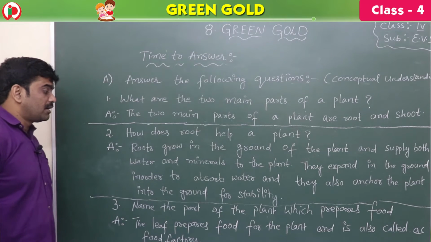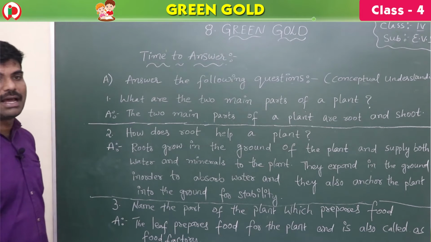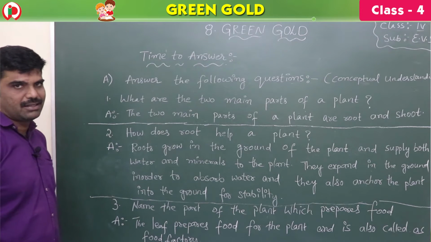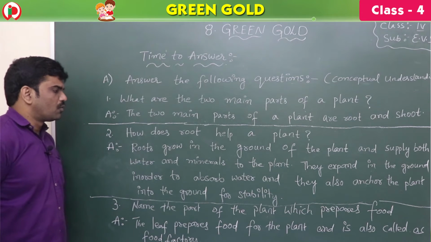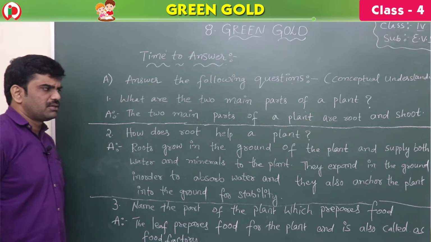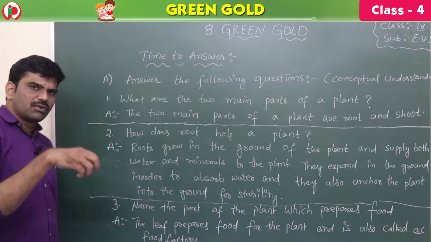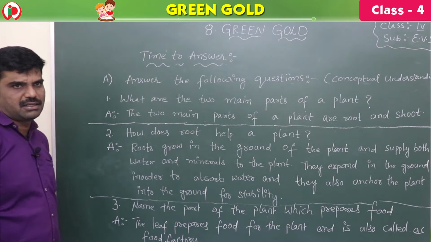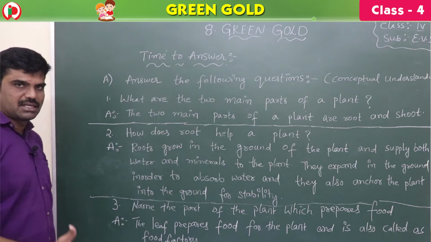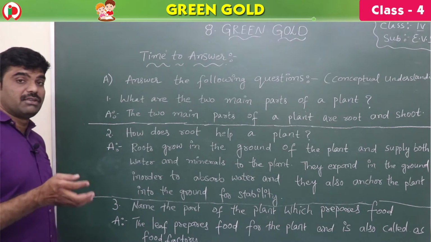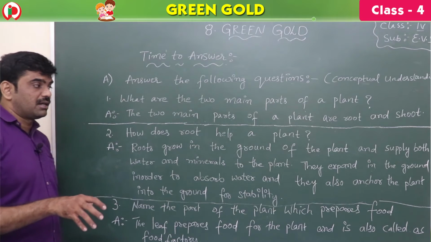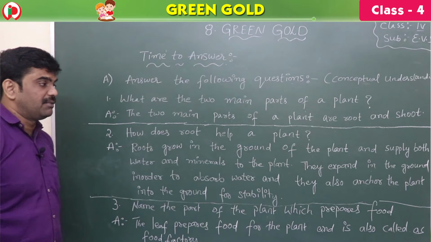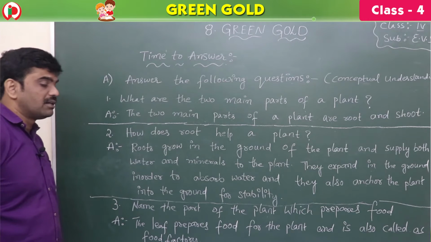Okay. Second one, how does the root help a plant? In what way the roots help the plant? Roots grow in the ground of the plant. So you know that roots always grow in the ground and supply both water and minerals. Yes, the water which is present in the underground and the minerals also dissolved in the water are supplied to the plant by roots only. They expand in the ground in order to absorb water.